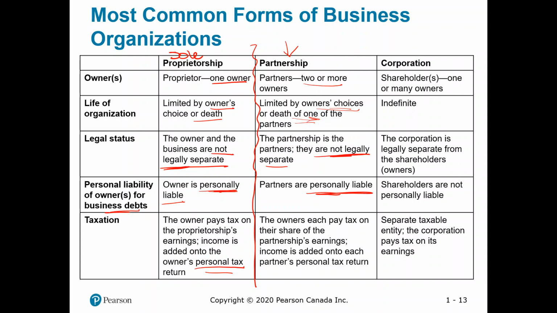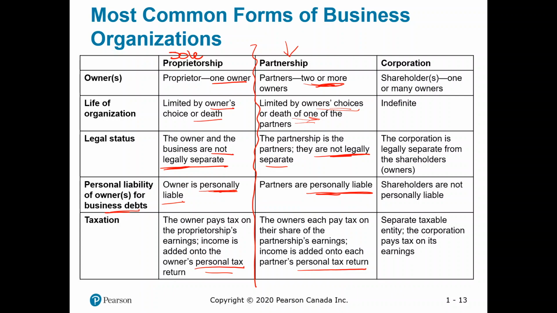So partnerships and sole proprietorships really are very similar. The difference is just that in a partnership, there's more than one person as part of that business. Otherwise, they have the same characteristics. So for tax purposes, again, these are on the personal tax return.